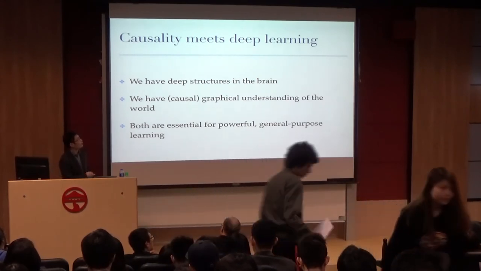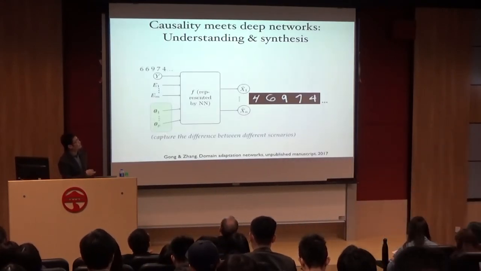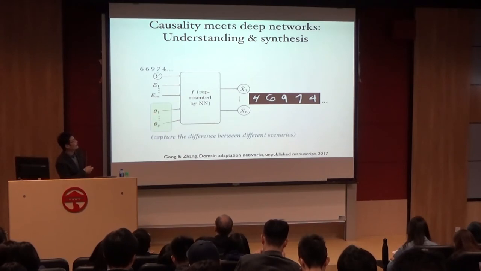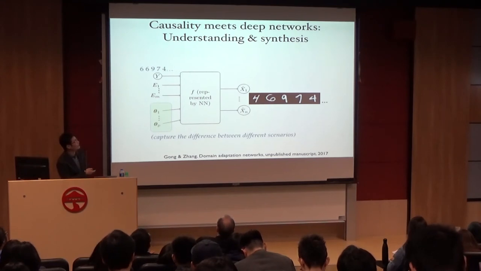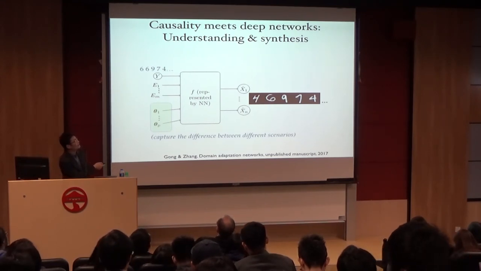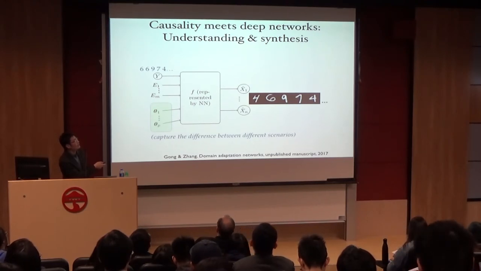So that's why we developed something to make use of this idea. You can use deep neural networks to model the generating process, the causal process. However, you allow different things. You can explain the difference between different scenarios and so on. I will skip the detail, but basically you want to explain why the same thing could have different reflections, could have different images in different scenarios.